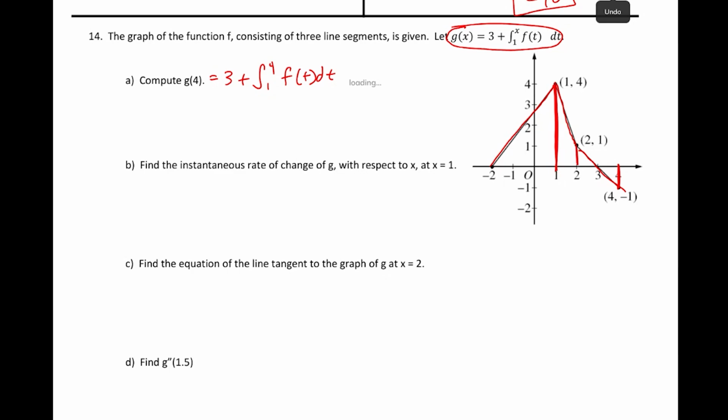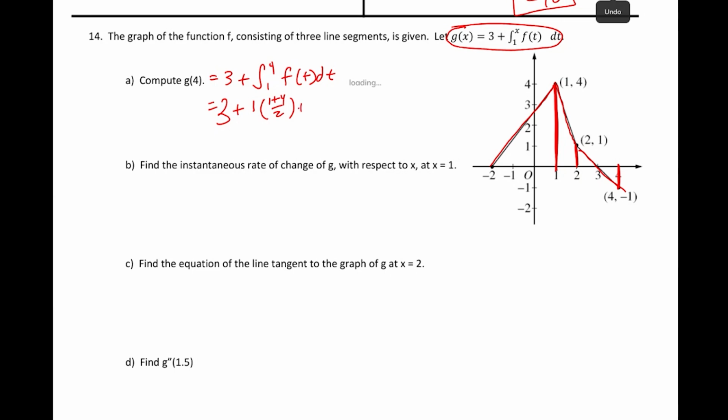All right, so that first shape is a trapezoid. So let's figure out what that would be. Base length is 1. So 1 times the average of the heights, which is 1 and 4. So 1 plus 4 divided by 2. So that'll be the area of that first one.